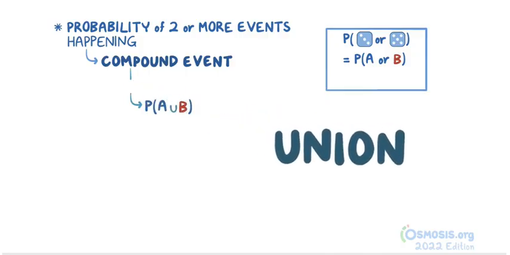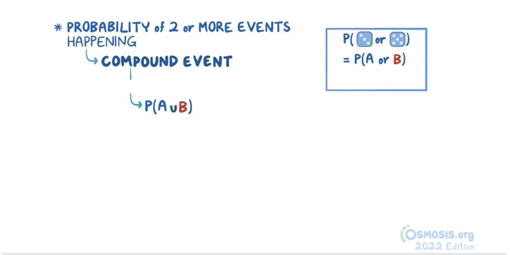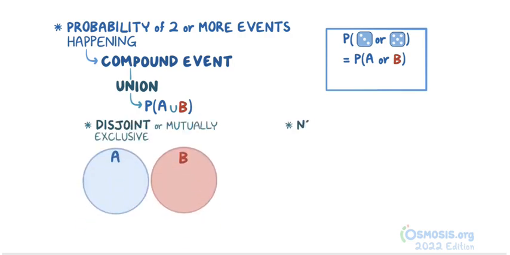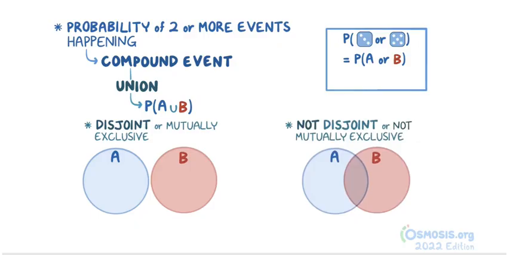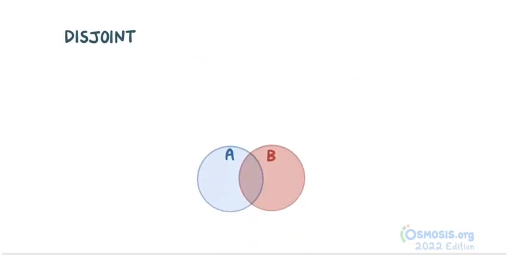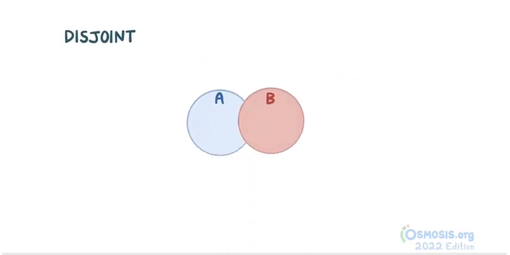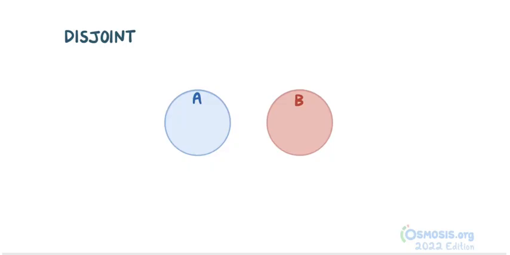Typically, it's written with the union symbol, which looks like a small u. In a union of 2 events, the 2 events can either be disjoint, or mutually exclusive, or not disjoint, or not mutually exclusive. So if event A is rolling a 3 and event B is rolling a 5, then A and B are disjoint events, because it's impossible to roll a 3 and a 5 at the same time. Disjoint events are often represented by 2 circles, one for event A and one for event B, sitting side by side, with no overlapping area.